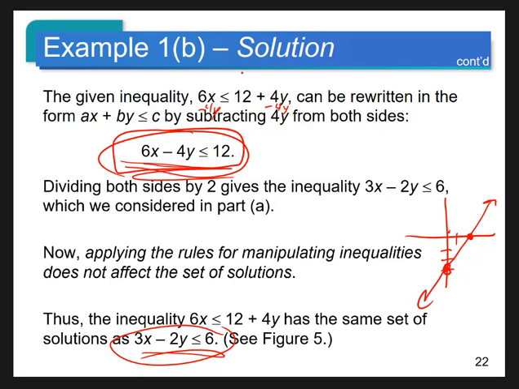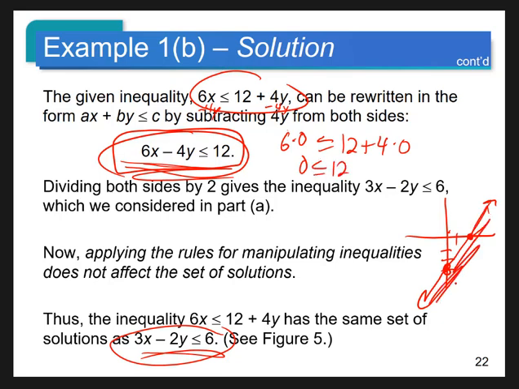I put 0, 0 in there. I go back to the original when I test my points just to be safe. Well, 6 times 0 is 0. Is that less than 12 plus 4 times 0? Yeah, 12 plus 4 times 0 is just 12, and 0 is less than 12. So that's true. So we're going to black out this other side over here.